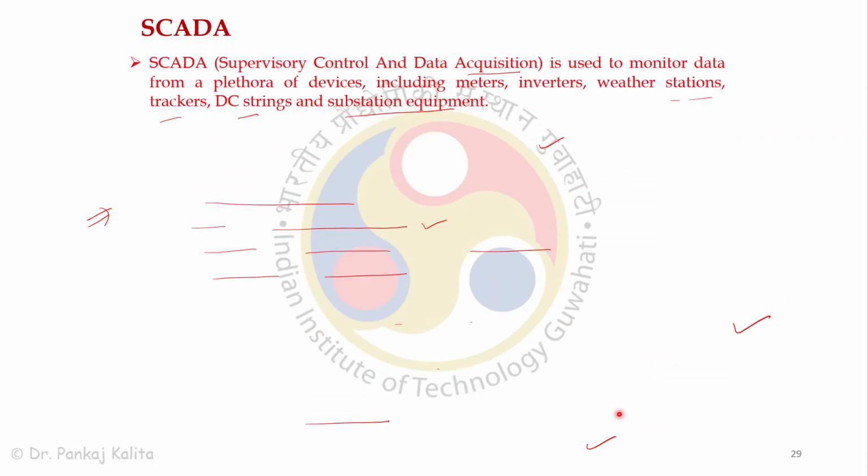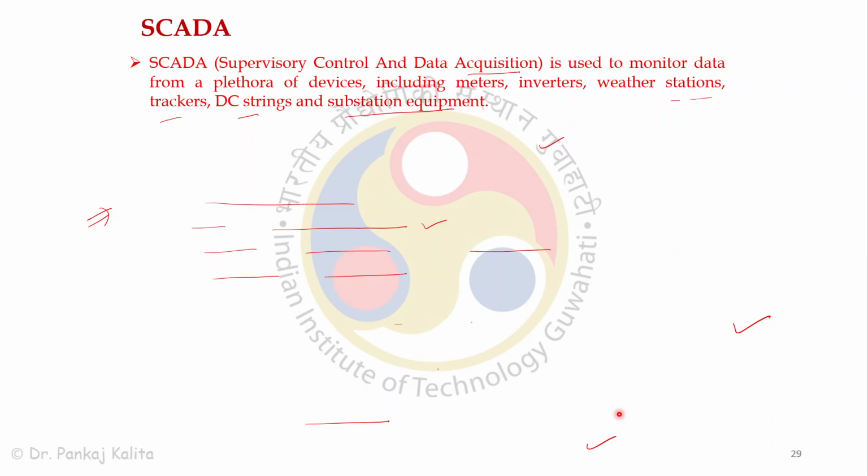So SCADA systems are basically supervisory control and data acquisition systems. Why do we use SCADA? Basically we have solar panels spread throughout acres and acres of land. These solar panels individually and collectively form groups, and those groups have meters, inverters, weather station, tracking devices, DC strings, substation equipment, everything with this.